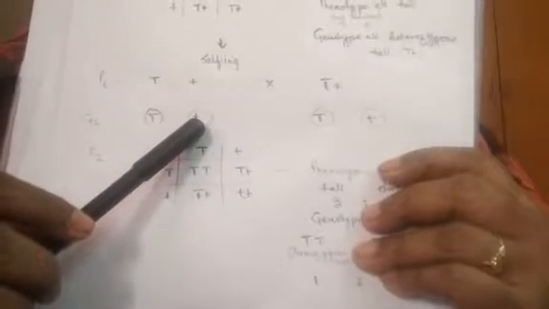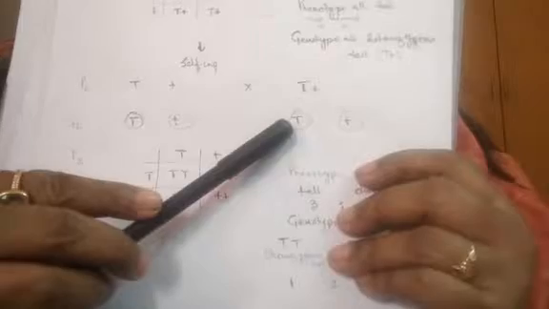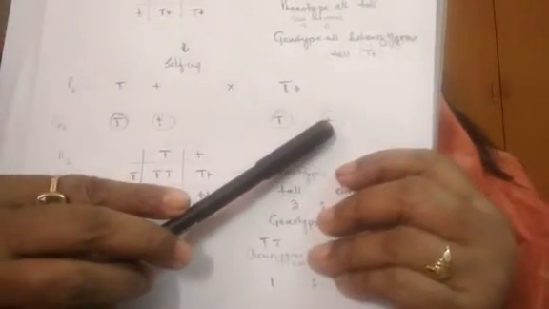Now what gametes will be produced? Because we know that one of the alleles will enter each gamete. So there may be one type of gamete which contains only capital T, and another type of gamete containing small t. Here also there may be one type of gamete with only capital T, another gamete with small t. So now when these two are crossed, we can get another Punnett square.